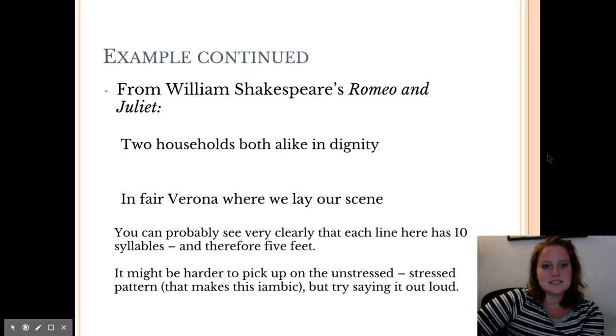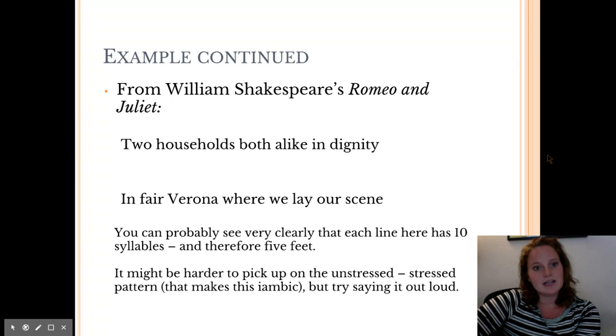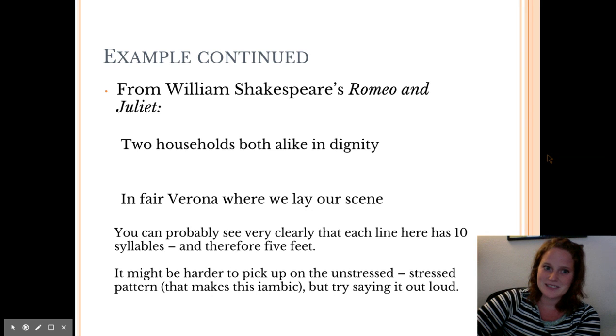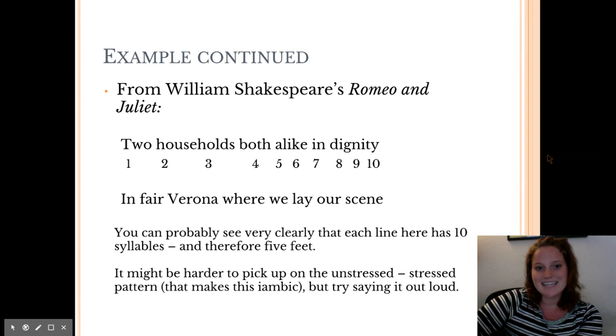To continue with this example of iambic pentameter, we're going to look at a line from William Shakespeare's Romeo and Juliet. The first 2 lines of this play are "Two households both alike in dignity, in fair Verona where we lay our scene." The first thing we're going to do is just count the syllables in each line. We'll see that there are 10 syllables in each line, which means that it would have 5 feet.